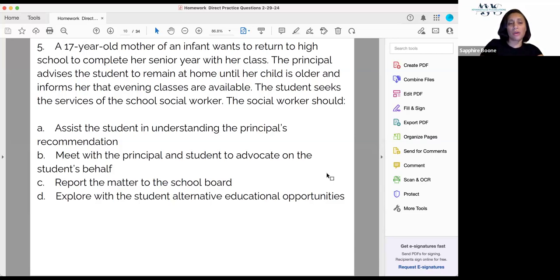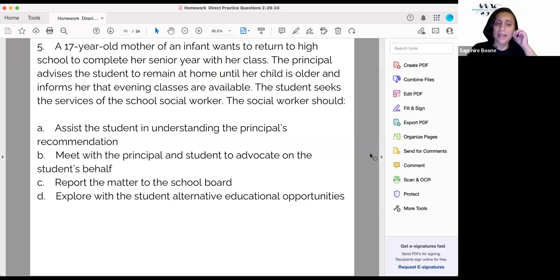So when I said there's an ethical component of this, what do you think I meant by that? Anybody want to guess? Yes, self-determination, absolutely. The client wants to complete high school, and the principal is like, just wait. No, right? Yes, the student is the client. Absolutely. So we're going to again eliminate what is not making sense, to get down to our two.